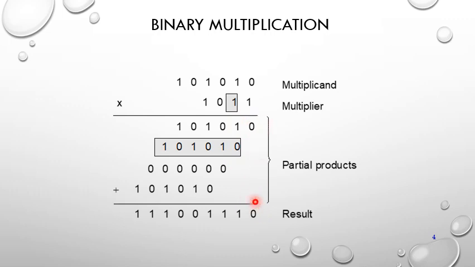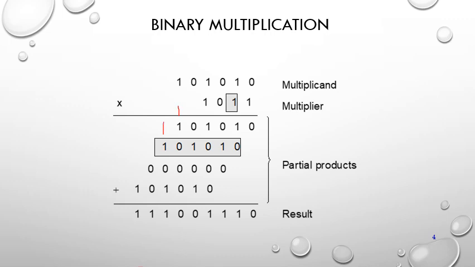Adding: 0 plus 0 is 0, 1 plus 0 is 1. After that 0 plus 1 is 1, 1 plus 0 is 1. Then 1 plus 0 is 1, 1 plus 0 is 1, 1 plus 0 is 1. Then 0 plus 1 is 1, 1 plus 0 is 1, 1 plus 1 is 10. So 0 is written here and the carry moves to the next position. After that 1 plus 1 is 10, so 0 is here, and the carry goes over to the next position.